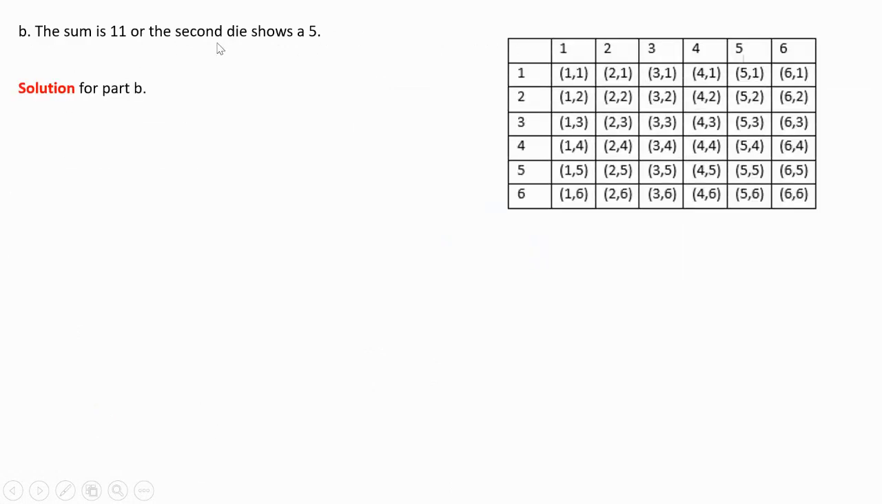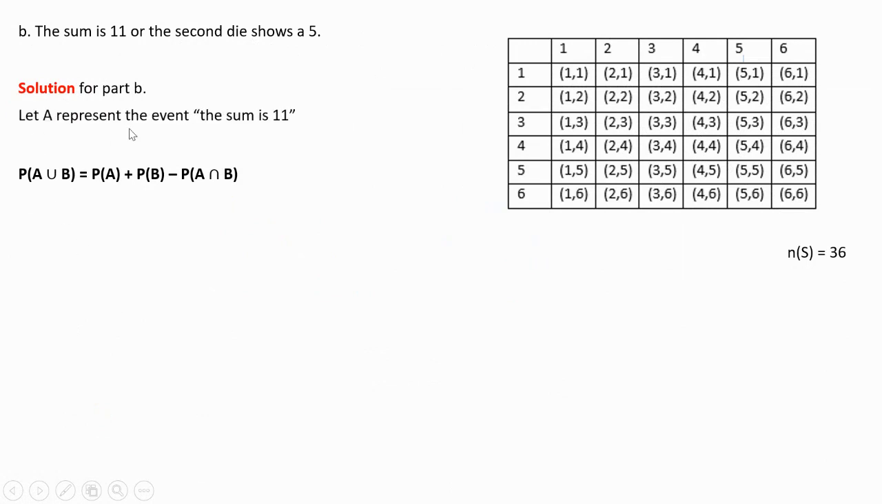Part B, the sum is 11, or the second die is 5. So again, there's 36 as my sample space. So we use the same formula. So let A represent the sum is 11, right? So sum is 11 will be these two here. So it's going to be 2. For part B, the second die shows a 5. So let B represent the event: the second die is a 5.